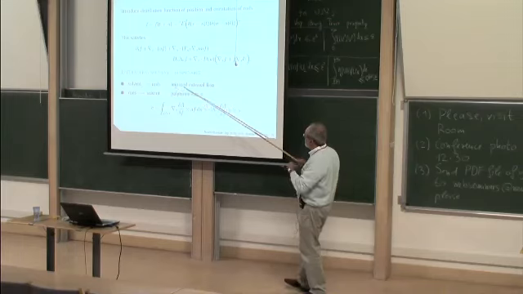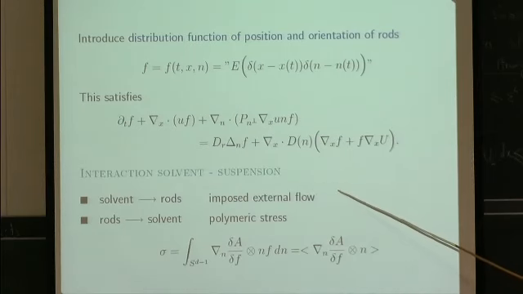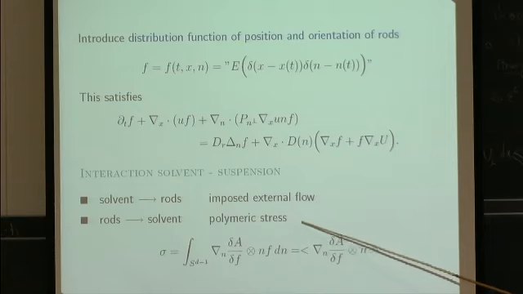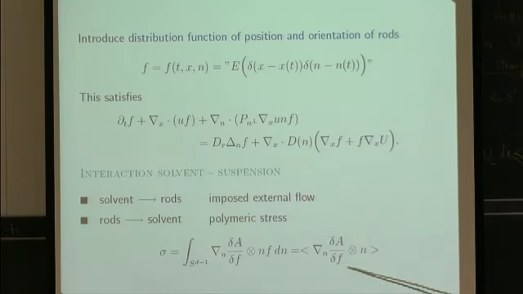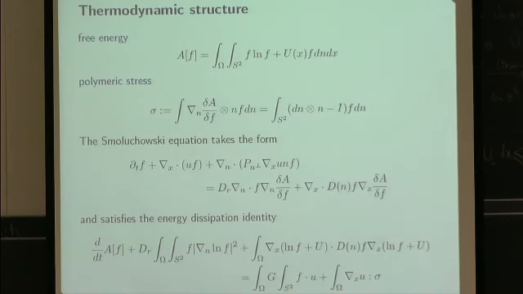The solvent acts on the rods because of the imposed external flow that I already described. The main selection is the selection between the rods and the solvent, which is somehow the centerpiece of the Doi theory, how you select this. And it's selected by this type of formula here. So, there is a free energy in this problem, and it's given by this formula. So let me explain the following slide.